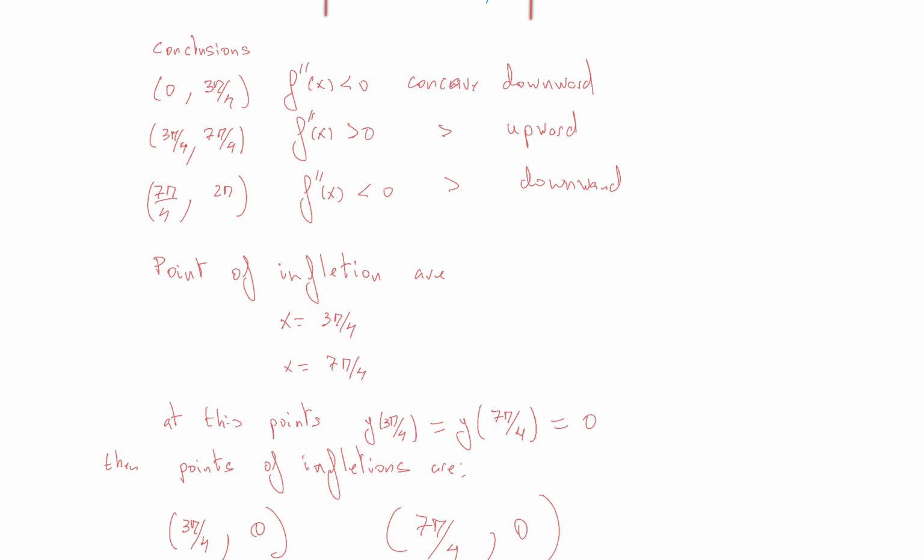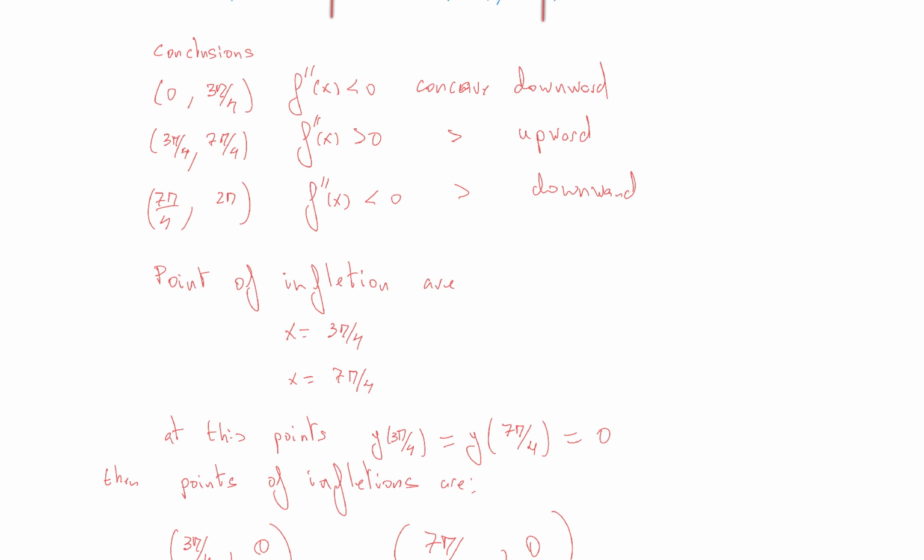The two points of inflection are 3 pi divided by 4 and 7 pi divided by 4. On the interval 0 to 3 pi divided by 4, the concavity is downward. In the intermediate interval, 3 pi divided by 4 to 7 pi divided by 4, the concavity is positive, so it is concave upward. On the last interval it is concave downward, and the problem is solved.